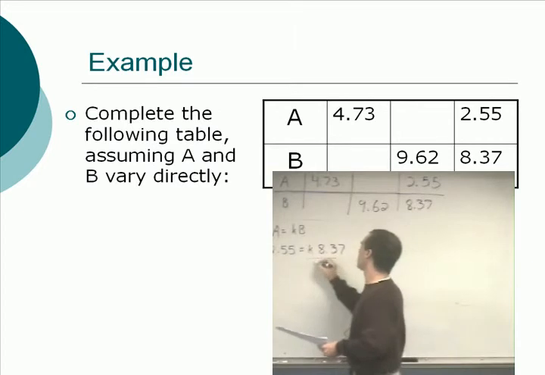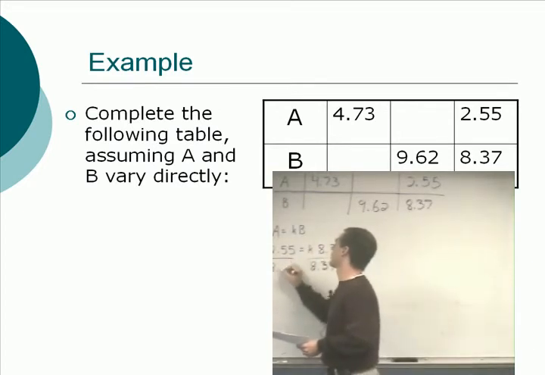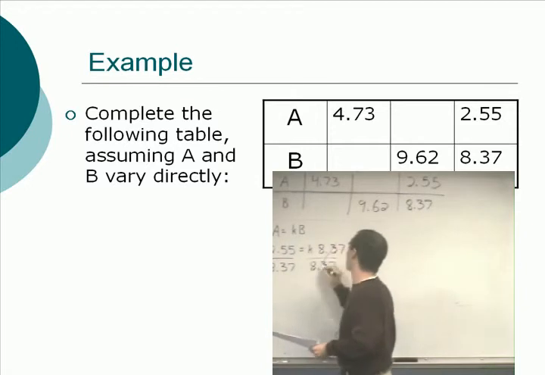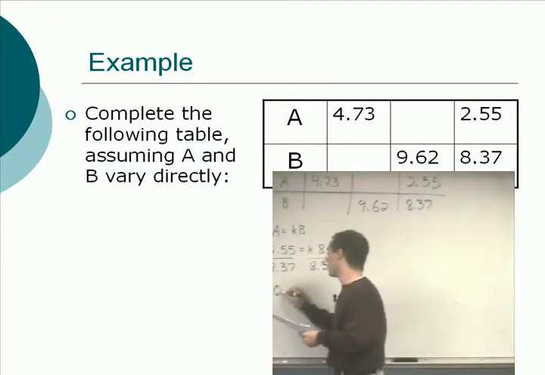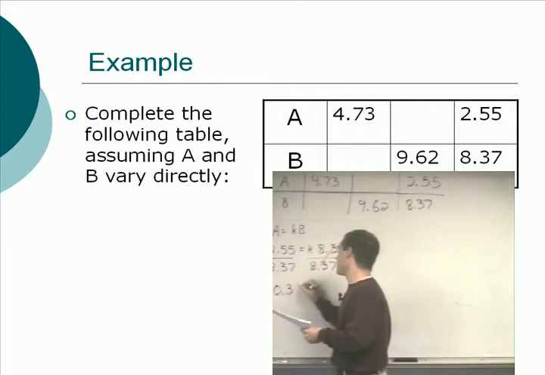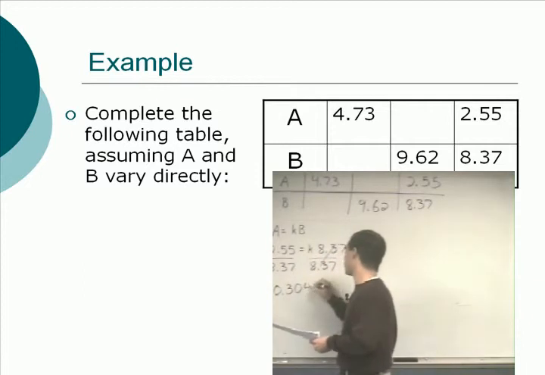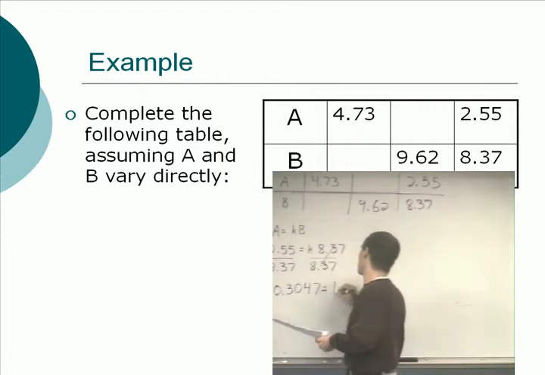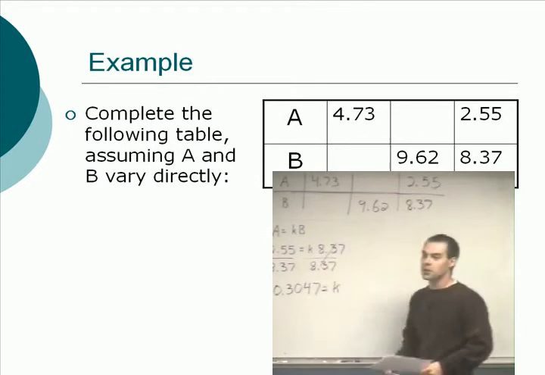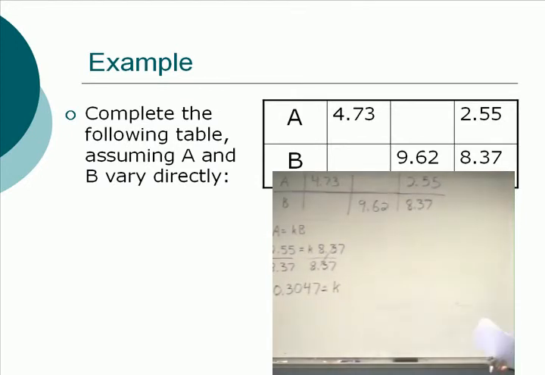Solving for K, we find that K is equal to 0.3047. Now, just a note of caution when you find your K value. The K value is often a long repeating decimal if things don't divide out nicely. How many sig digs should you keep?